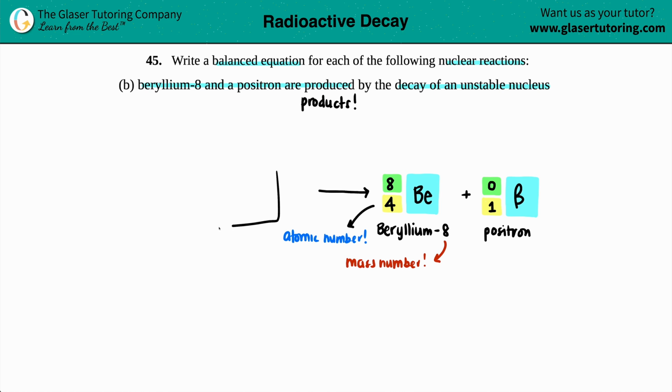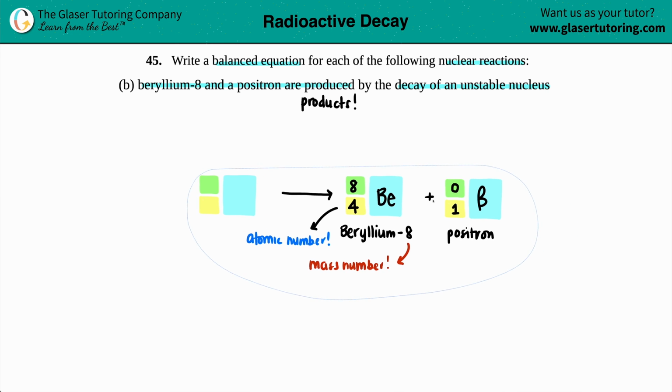Now we just got to find out what that unstable nucleus was. Keep in mind that the masses and numbers on the top and the bottom have to equal on both sides. So think of this yield sign as an equal sign. That 8 plus 0 has to equal, you got it, 8. And 4 plus 1 has to equal 5. That was pretty easy.